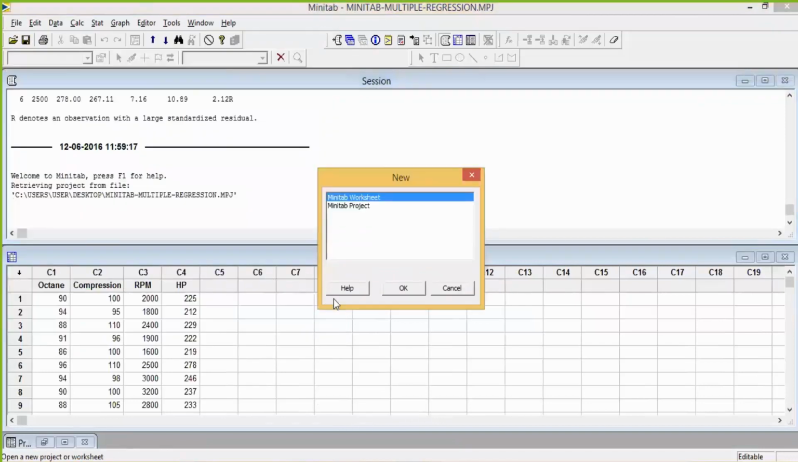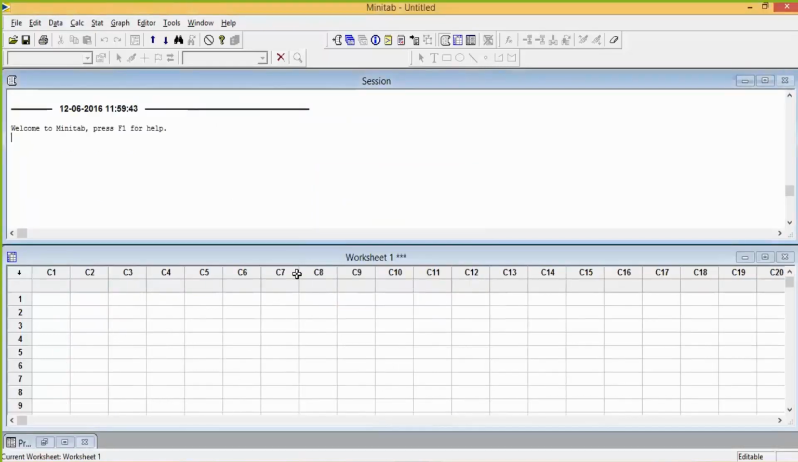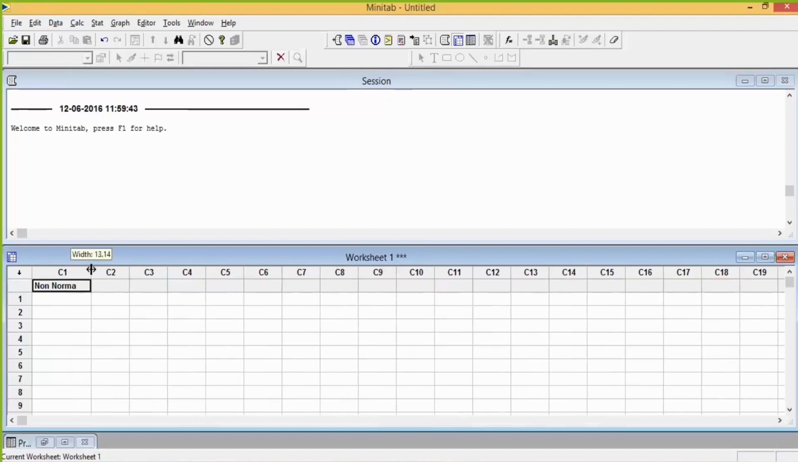Click on new, new Minitab project. A new screen comes. What we do is enter some values here, non-normal. I use the same values: 11, 11.2, 11.3, 11.4, 11.9. Then I enter an outlier or skewed data. I enter 50. Then I enter 12.